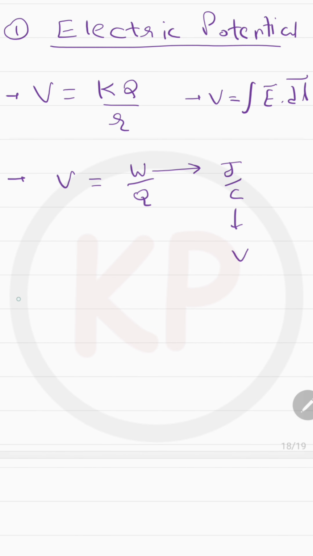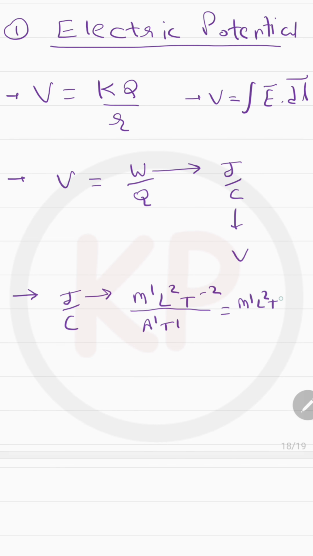Now let's see the dimensional formula. If joule per coulomb, the dimensional formula of joule is M1 L2 T minus 2, by coulomb. The dimensional formula of coulomb is A1 T1 in terms of ampere. This will become M1 L2 T minus 3 A minus 1. This is the dimensional formula of electric potential, that is volt also.